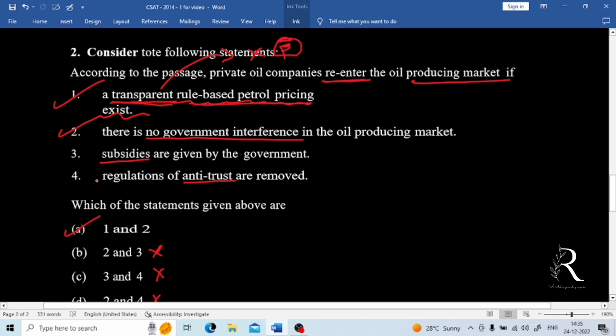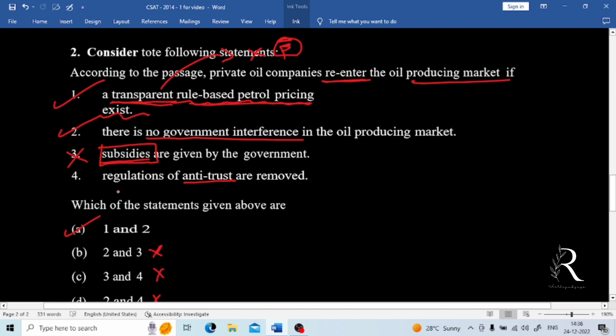Subsidies: rewind the video and tell me, where did we find the word subsidies in the passage? That word is not there at all. Don't read the statement and don't waste your time. Straight away mark it wrong, because we have not talked about subsidies at all. After solving the first statement we already got the answer. We are checking again with the second and the third. Don't waste your time by reading the fourth. Straight away go to the next passage.